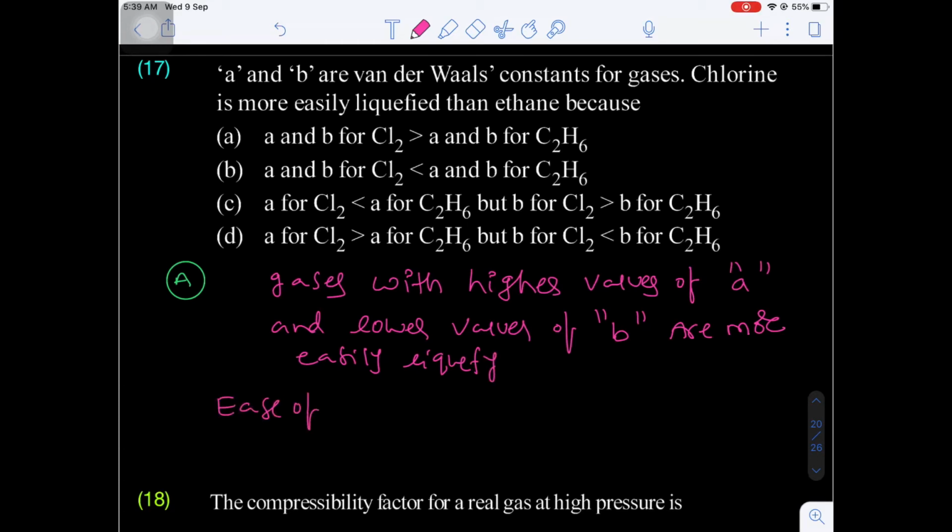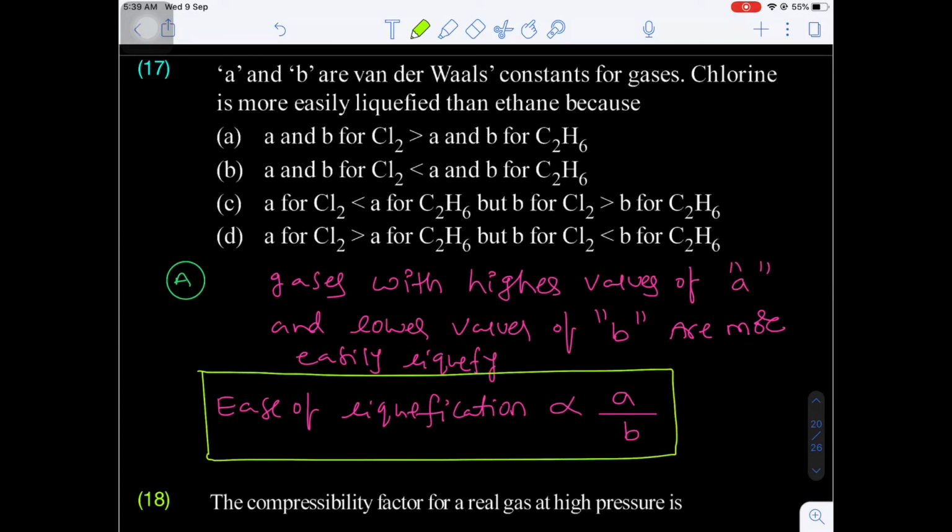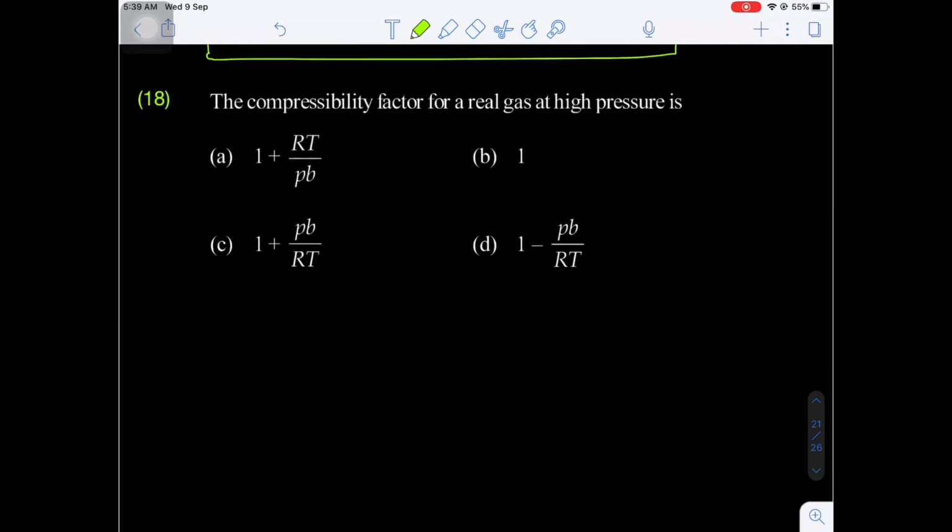Now the ease of liquefaction of a real gas is directly proportional to van der Waals constant A and inversely proportional to van der Waals constant B. Are you getting my point? That means in this question chlorine is more easily liquefied. That means chlorine has a higher A value but a lower B value. If you see option D, the A value for chlorine is greater than ethane, but the B value of chlorine is less than ethane. Yes or no? This is a very important question.